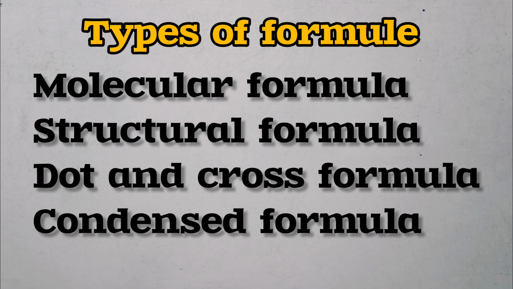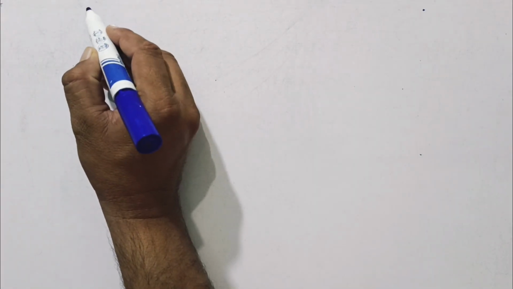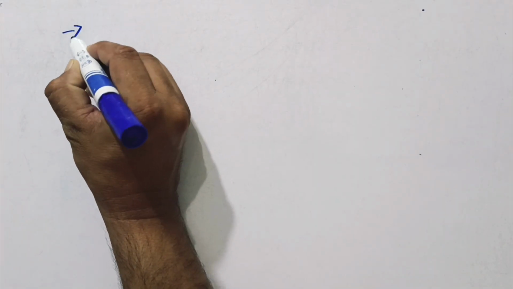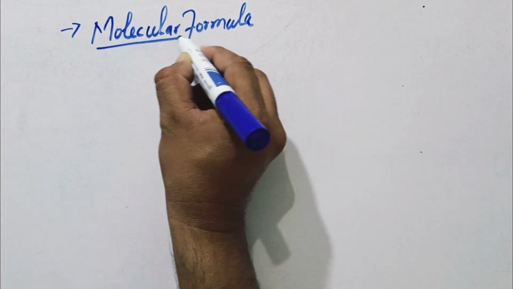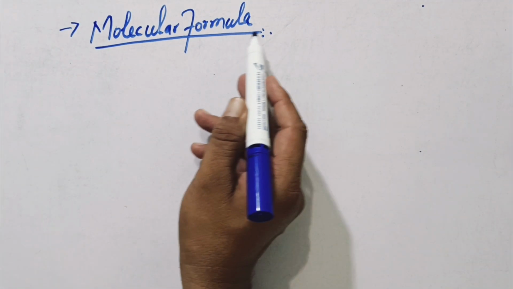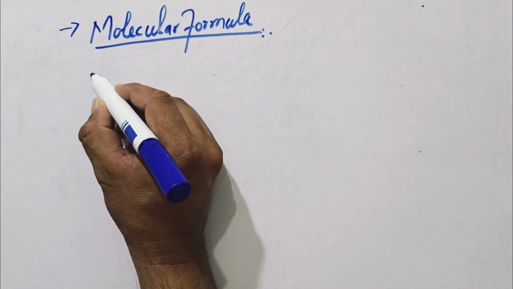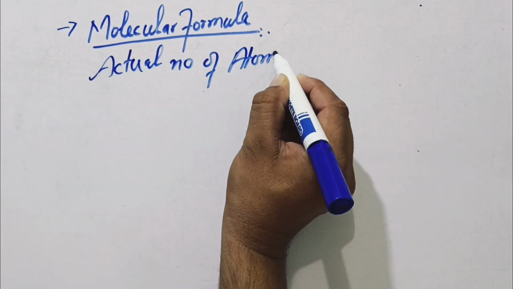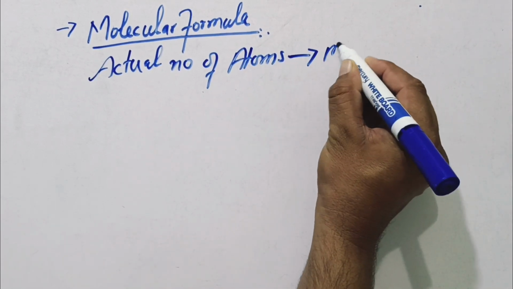Today in this video we will discuss the different types of formulas in organic chemistry. So first we will write molecular formula. So what is molecular formula? Molecular formula is the formula which represents the actual number of atoms present in the molecule.